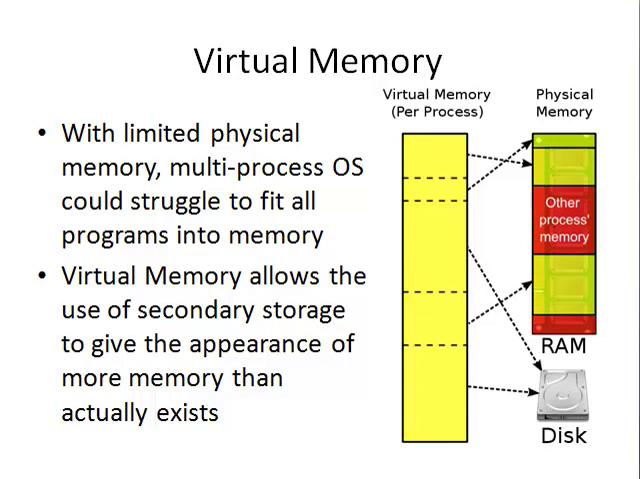Now, with limited physical memory, as windowing operating systems and multiprocess operating systems grew, they could reach a situation where they would struggle to fit all of the running programs into memory at the same time. So here we have an operating system running a number of processes, and they use up a certain amount of memory. It's actually greater in size than the amount of physical memory installed on the computer. But virtual memory allows the use of secondary storage, the hard drive, as an extra memory space, and it gives the appearance of more memory than actually exists.